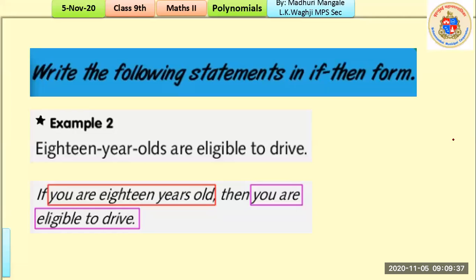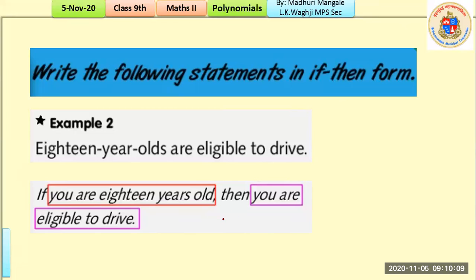And what will be the converse of this? We need to just switch places. So that will be if you are eligible to drive, then you are 18 years old, right? This will be the converse of this. And is it true? If you are eligible to drive, then you are 18 years old.